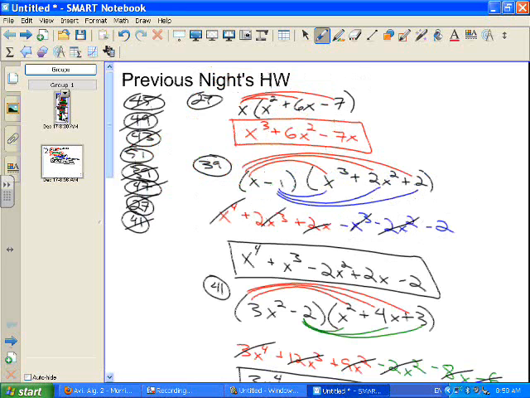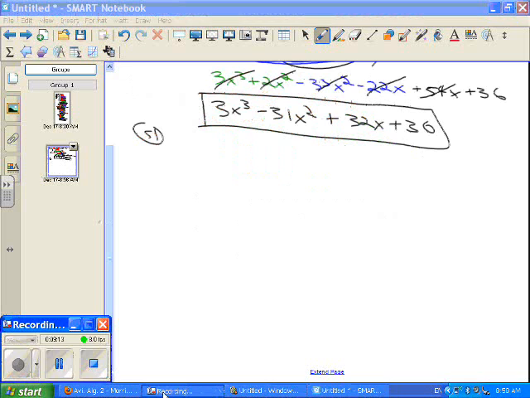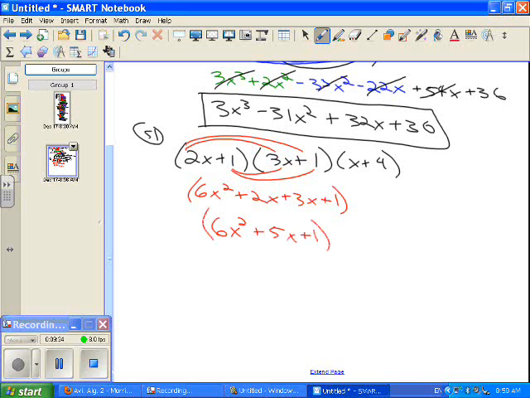All right, I think I have one more of these. How about 51? All right, so 2x times 3x is 6x squared. 2x times 1 is 2x. 1 times 3x is 3x. And 1 times 1, 1. Put my like terms together in here, and I get this. And I still have this x plus 4 out here to deal with.